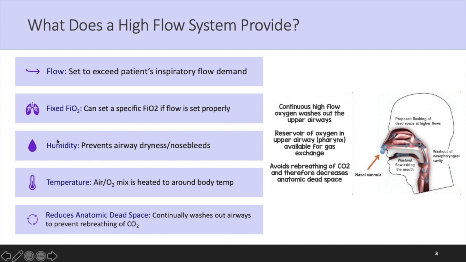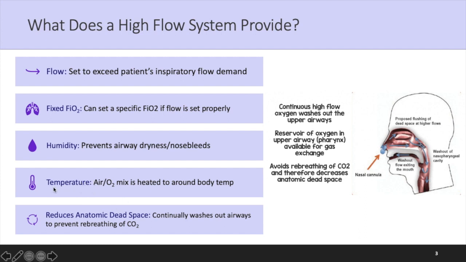It also provides humidity. So when we stick a patient on just a 6-liter nasal cannula, the problem is it's dry air, right? You get problems with nosebleeds. It's not comfortable for the patient, and it actually reduces mucociliary clearance, right? We're drying out the mucus and the mucous membranes within that patient's nasopharynx and in their conducting airways. So humidity is super important.